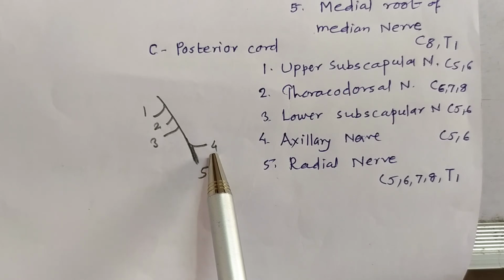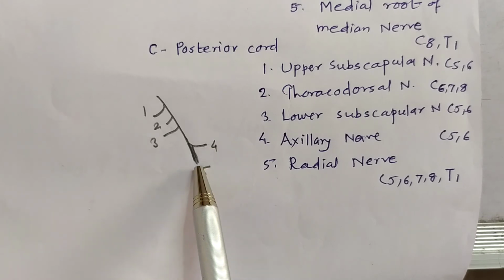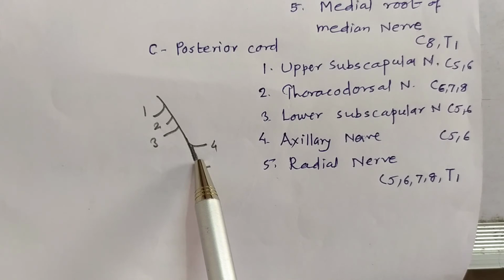muscle. It surrounds the surgical neck of humerus. So it is also called as circumflex nerve. And the terminal branch, larger terminal branch of posterior cord is radial nerve. Radial nerve supply all muscles of back of arm and forearm.